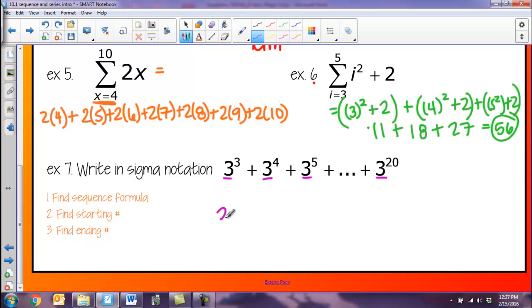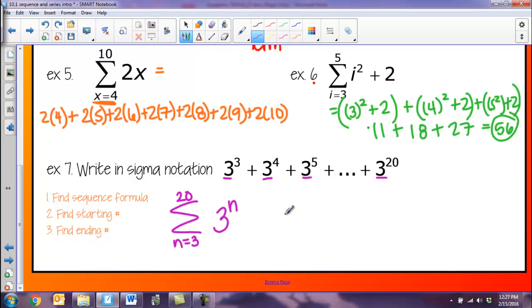So if I write 3 to the n, or whatever letter you feel like, then I'm going to try to make this summation. So I'm going to draw my summation in, and then I used n here, so the n needs to go underneath the bottom. Now I get to decide where I'm going to start, and since I started with a 3 here, I'm just going to put n equals 3. Then I go look and see when I finished. That's the 20, and so I write 20 up there. Okay, and so I found my sequence formula, then I found my starting number, and I found my ending number.